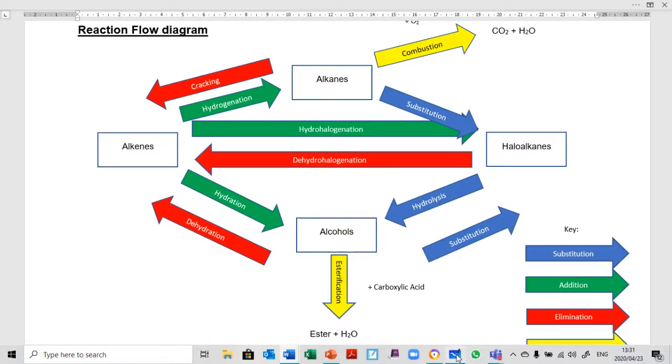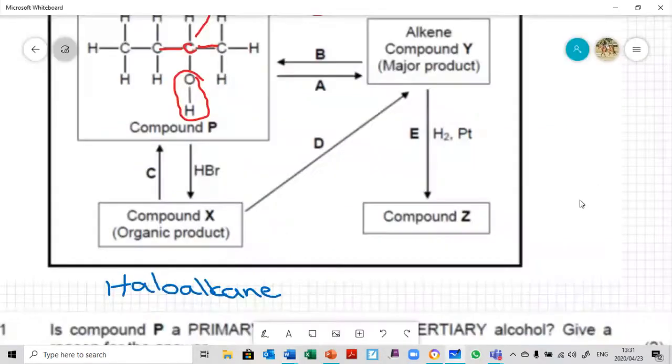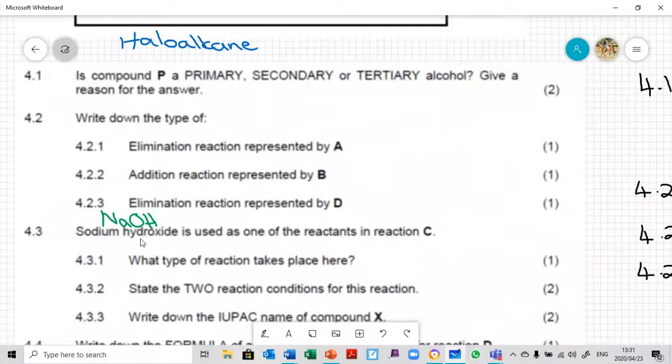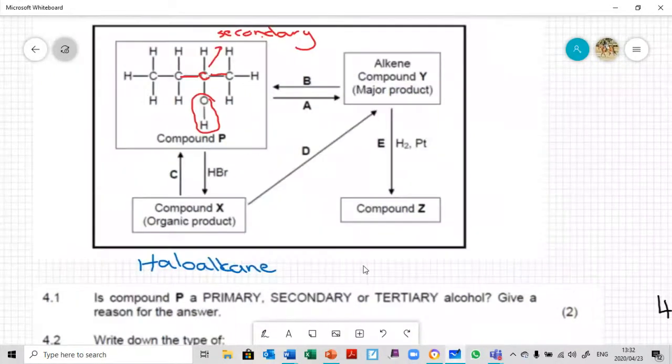Okay, guys, let's get back to this question. All right. So, what type of reaction takes place at C? C, when I go from a haloalkane to an alcohol.